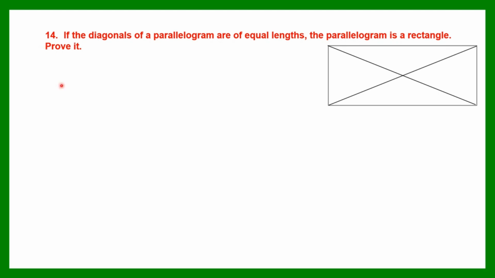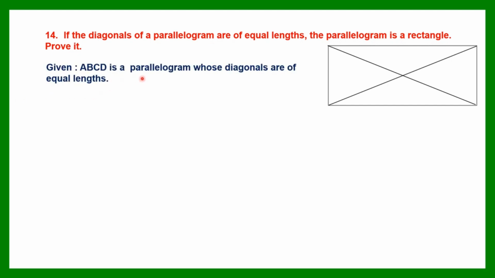Question 14. If the diagonals of a parallelogram are of equal lengths, the parallelogram is a rectangle. Now we have to prove it. So what's given to us? ABCD is a parallelogram whose diagonals are of equal lengths. So here we have a parallelogram ABCD and the diagonals are of equal lengths. It's given to us in the question. Now what do we have to prove? We have to prove that this parallelogram is a rectangle.